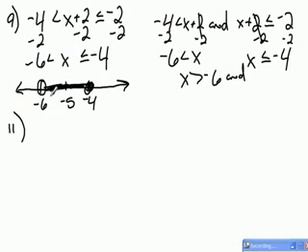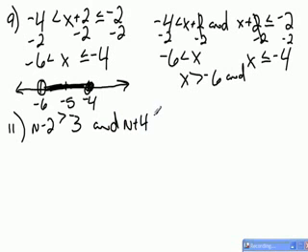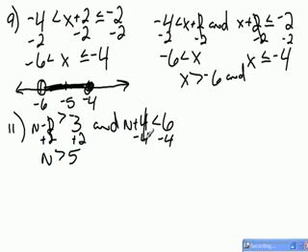Number 11. They have n minus 2 is greater than negative 3, and n plus 4 is less than 6. So I'm going to add 2 over here to get n by itself. N is greater than 5. Over here I need to subtract 4 to get n by itself. N is less than 2. And there's an and.